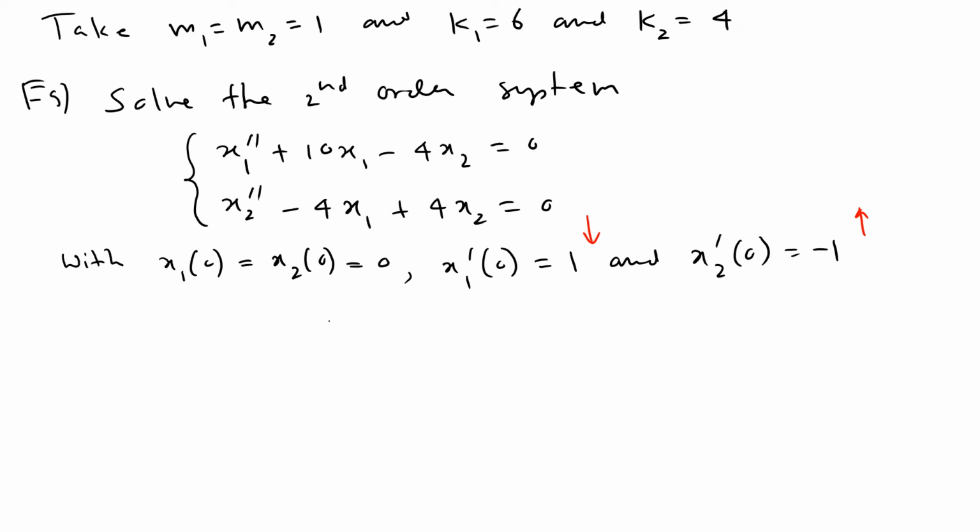Now let's see how to solve this one. You solve this and try to write equations for x1 and x2. It's going to give you the positions of those two bobs. So how do we solve it? We just take the Laplace transform of the equations. So taking the Laplace transform of the two equations, we write two equations.